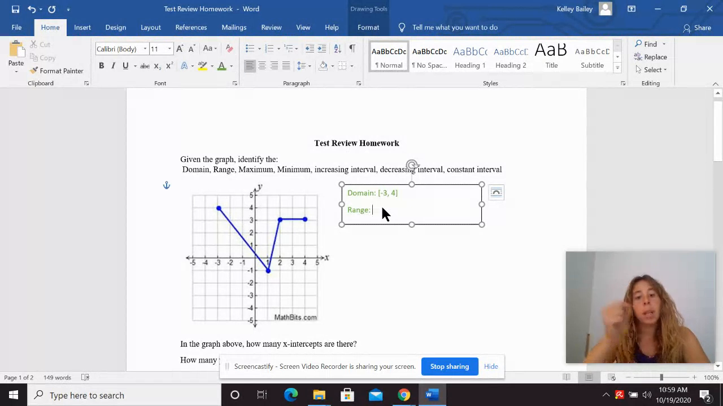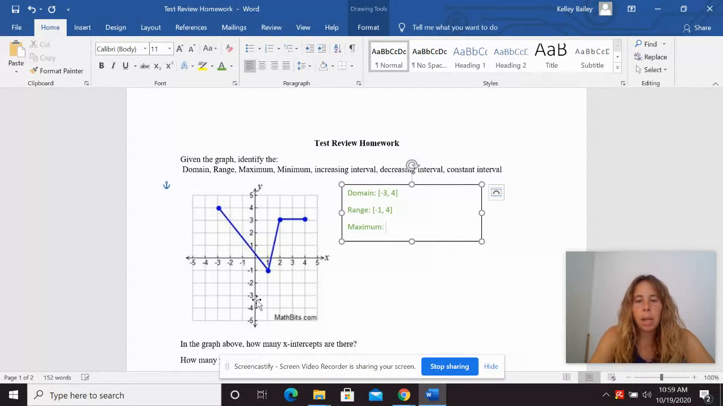Okay, range. Now you're looking at the y values. So we're looking up and down. What's the lowest point on my graph? The lowest y value, -1. And it's filled in, it's on my graph, -1. If there was an open circle there, then you would use a parenthesis. And then we're looking up and down. My highest one is 4. Another bracket. Once again, if this was an open circle, you would use a parenthesis, but it's not, so bracket.